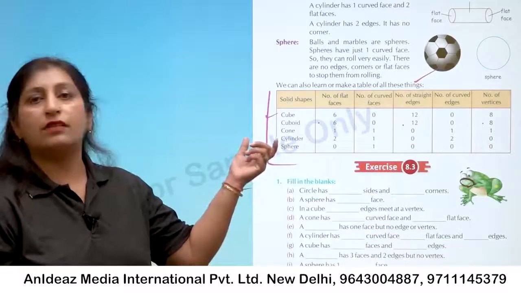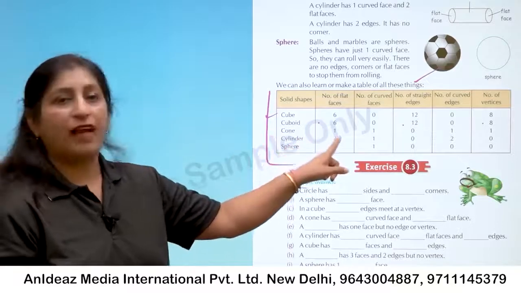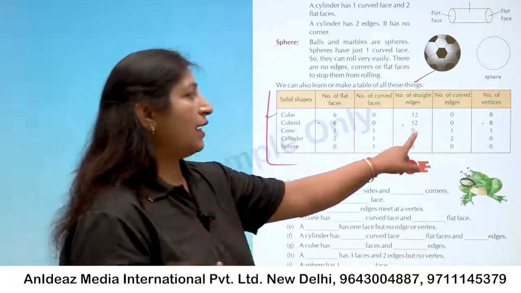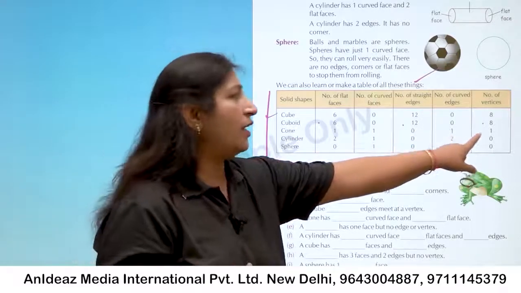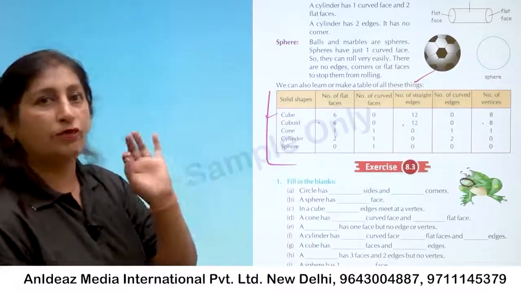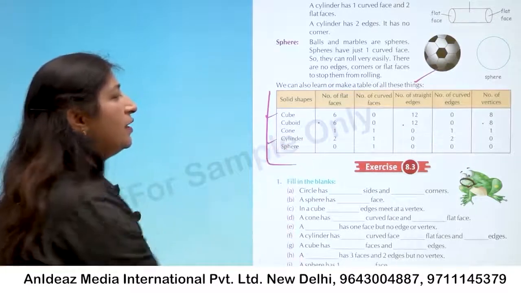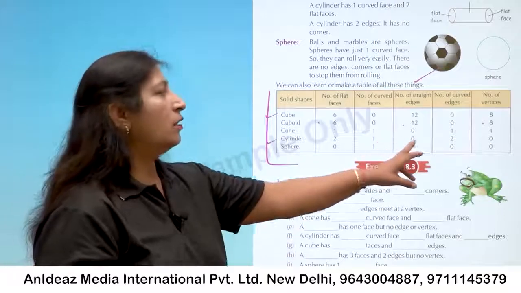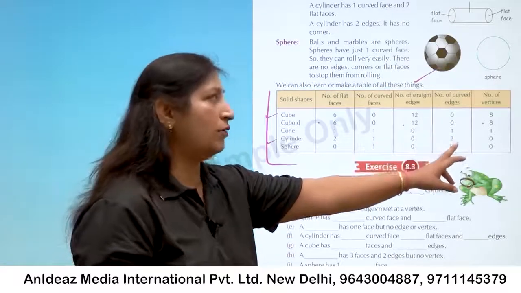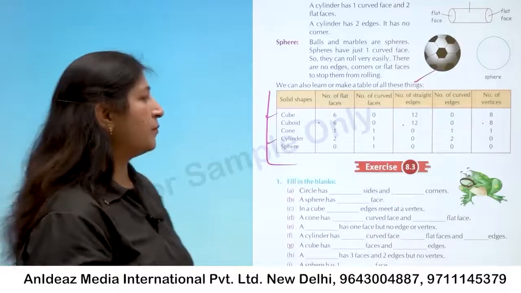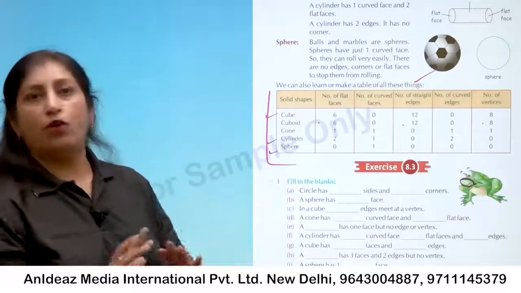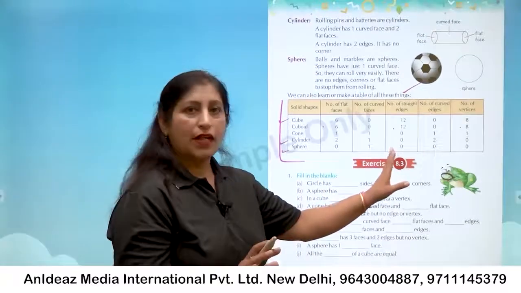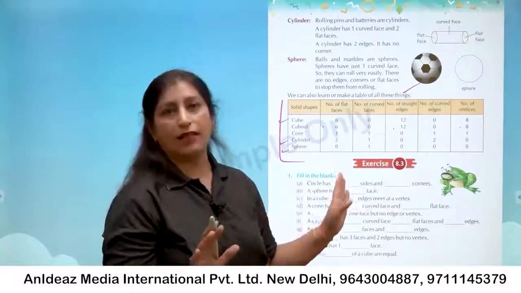Now we come towards the cone. In a cone, the number of flat faces is 1, the number of curved faces is 1, no straight edges, 1 curved edge and 1 corner, 1 vertex. In the case of a cylinder, there are 2 flat faces, 1 curved face, no straight edges, 2 curved edges and no vertices. In the case of a sphere, no flat faces, only 1 curved face, no straight edges, no vertices, no edges.